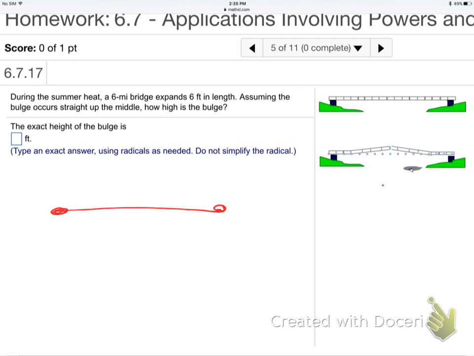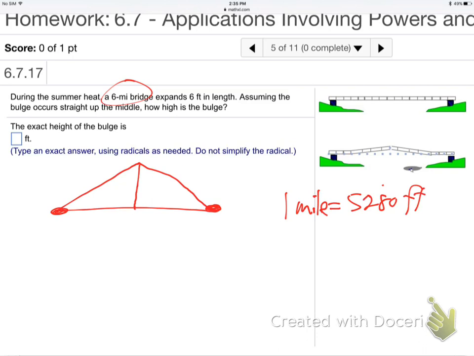I'm going to actually do it. So I'm going to have the bridge this way, and then I'm going to have the pop-up version. Now I'll make it look big, just so I can have a nice triangle to work with. And it comes like that, right? So, during the summer heat, 6-mile bridge. Now, one important thing you need to know: how many feet in a mile? 5,280. I'm impressed. 5,280 feet in a mile. So you have to memorize that for the exam. I'm just kidding. You don't have to memorize that. I'll give it to you if I ask you a question like this on the exam. 5,280 feet in a mile.